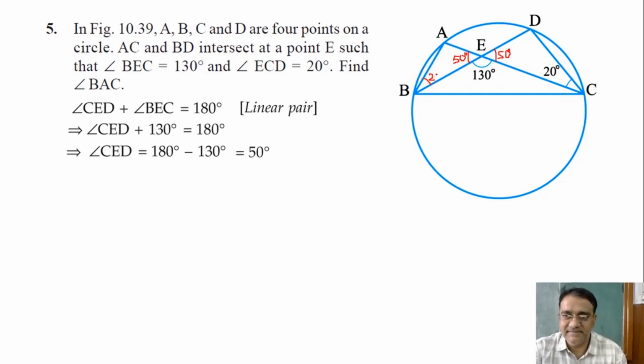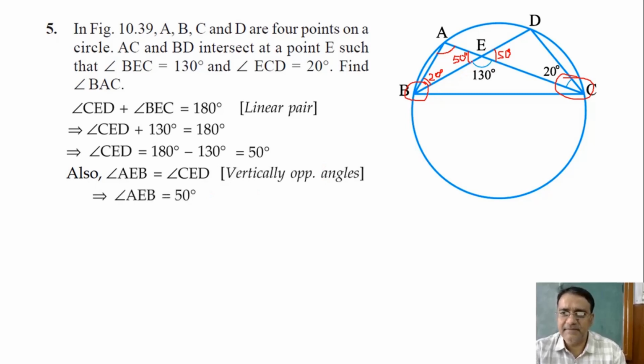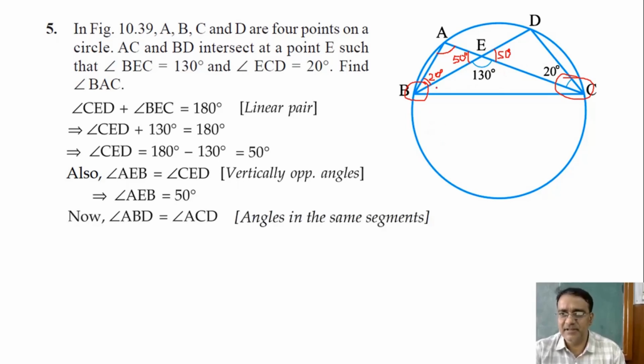Why? These two angles are equal. Angles in the same segment, right? And now by using the angle sum property of triangle you can find this value. So you can do it in both ways. Both are correct. So I'm doing it this way. Angle AEB is equal to CED, vertically opposite angles. So this angle is equal to 50 degrees, and these two angles are also equal, angles in the same segment. So this angle is equal to 20 degrees.